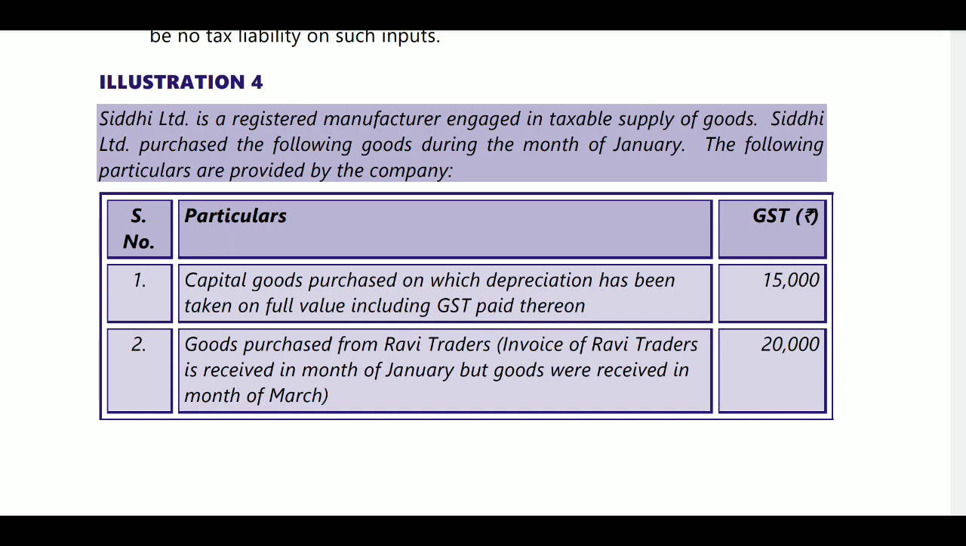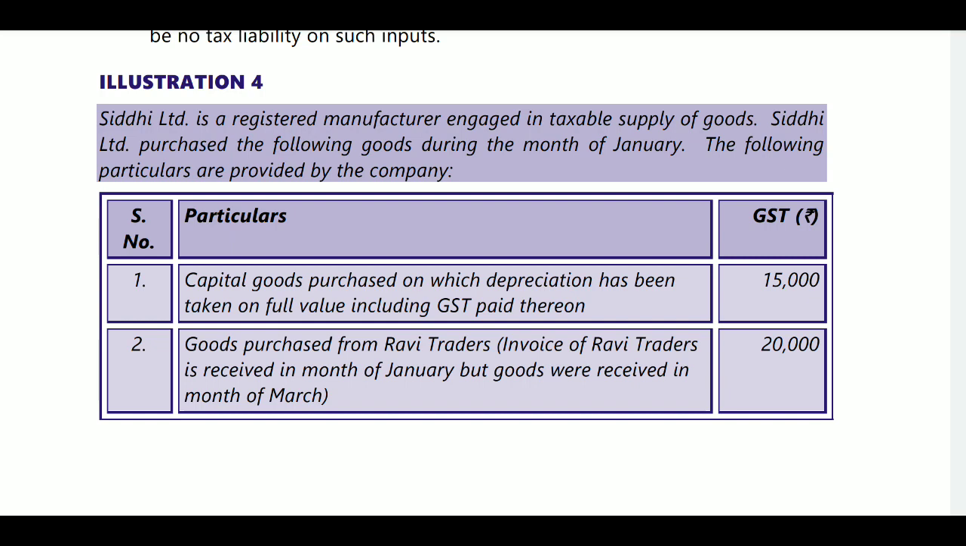Next, goods purchased from Ravi Traders. The invoice of Ravi Traders was received in the month of January, but the goods were received in the month of March. In case of movement of goods, the goods delivery taking place will be the supply. So in the month of January it is not a supply. In the month of March only we can claim the ITC.